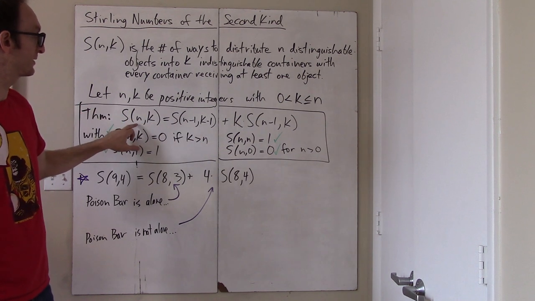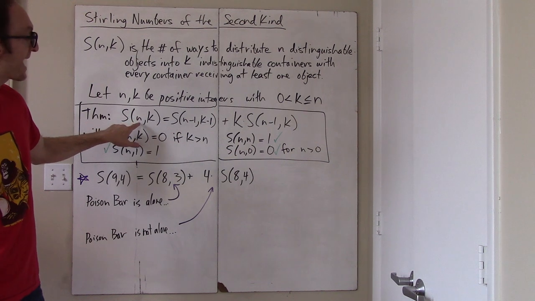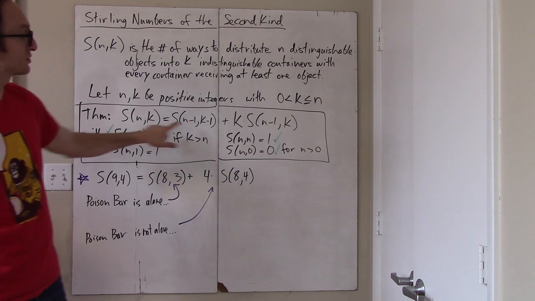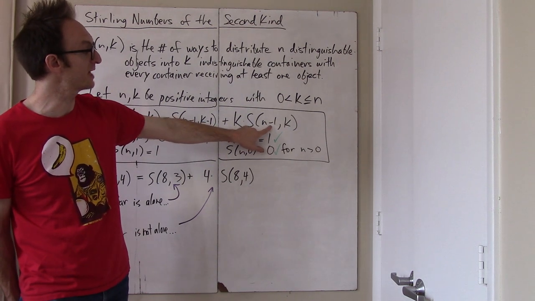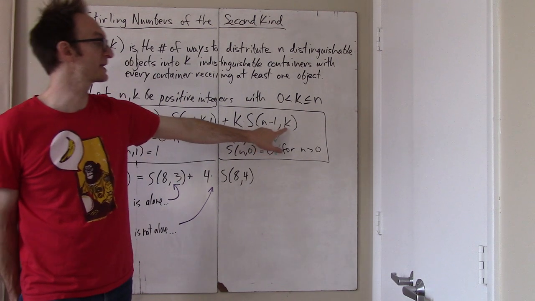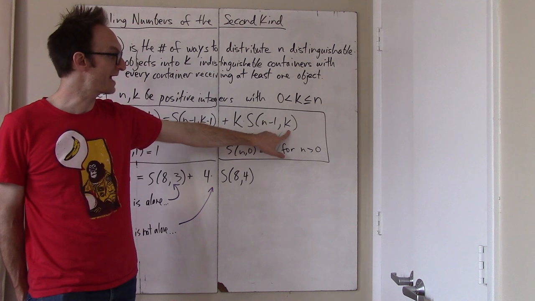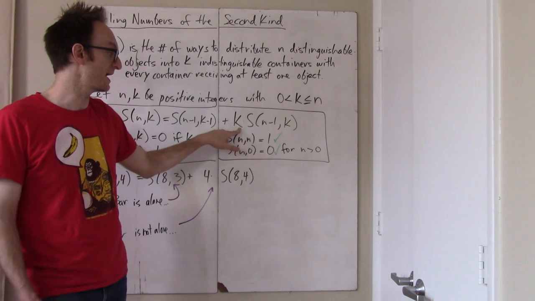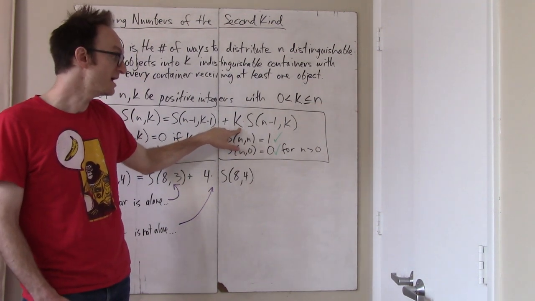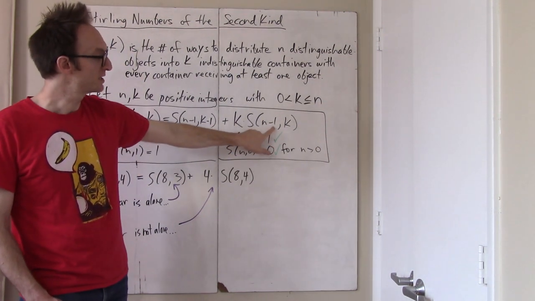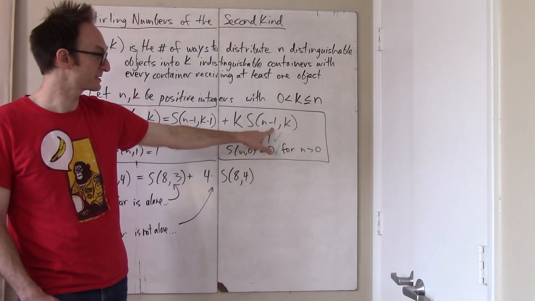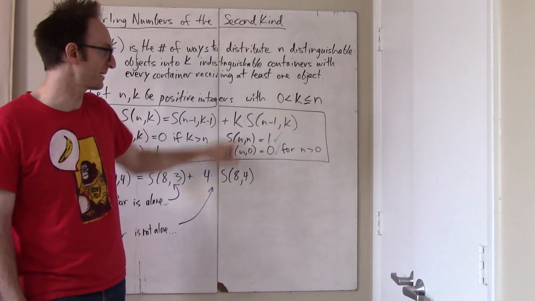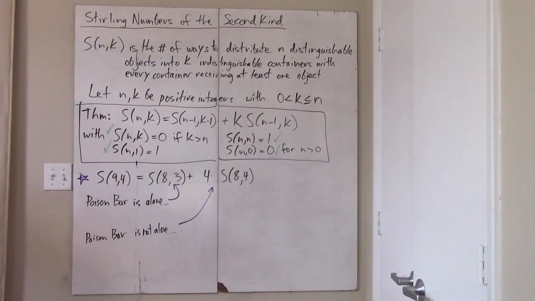On the other hand, if the red object is going to be not alone in a box, then let us first distribute the other n minus 1 objects to the k boxes. And having done that, we now have k choices for where to place the red object. And so for every way there is to distribute the non-red objects, there are k ways to distribute the red object, and so hence we multiply. Okay, I think that's pretty clear.